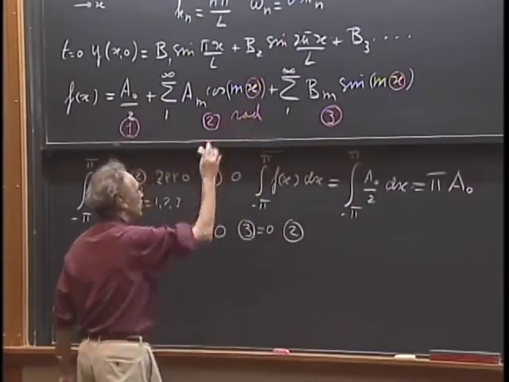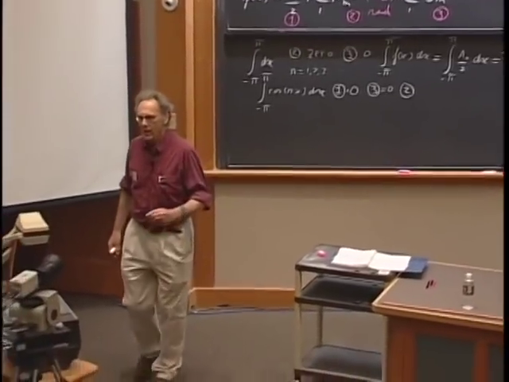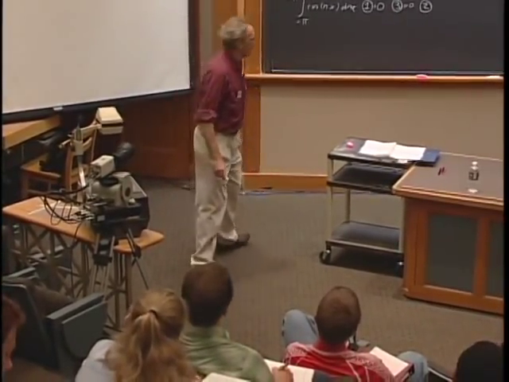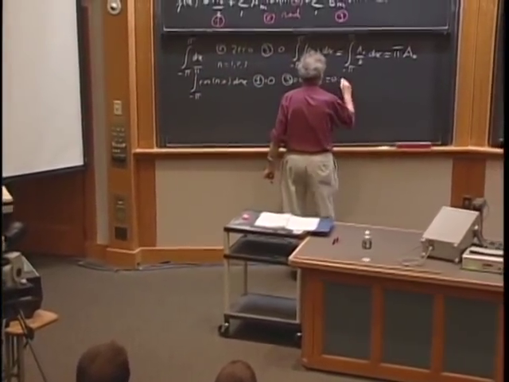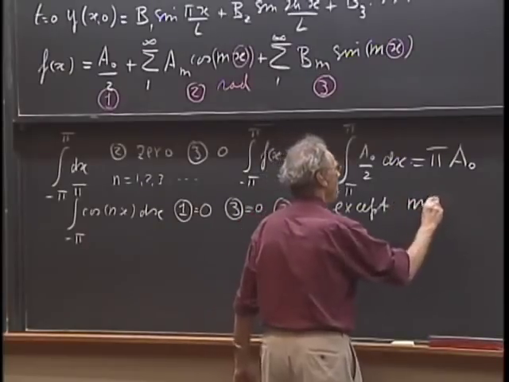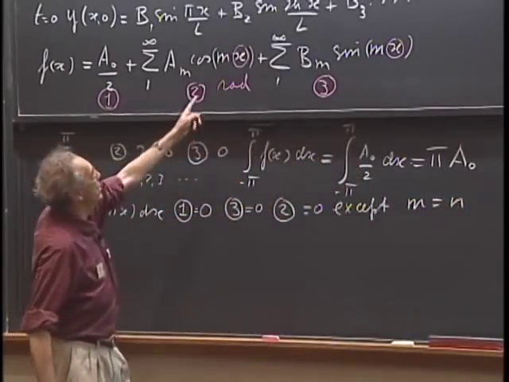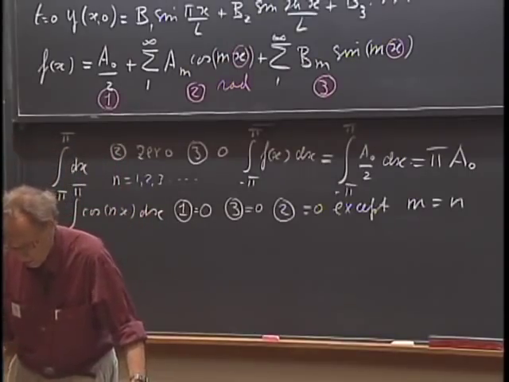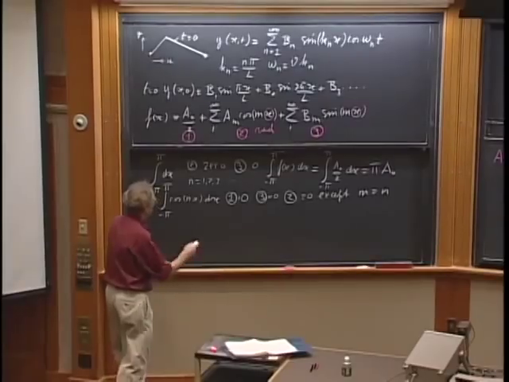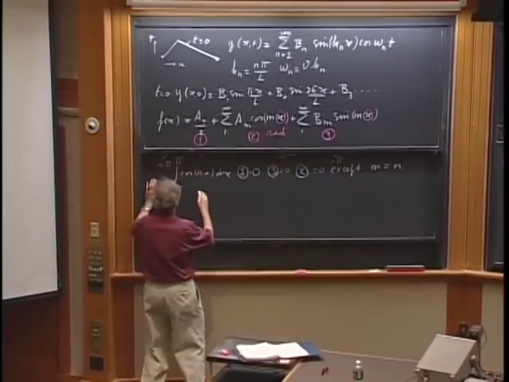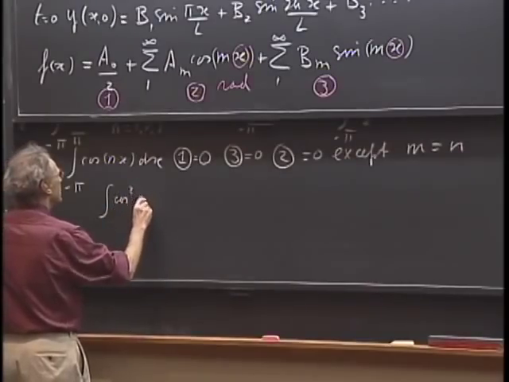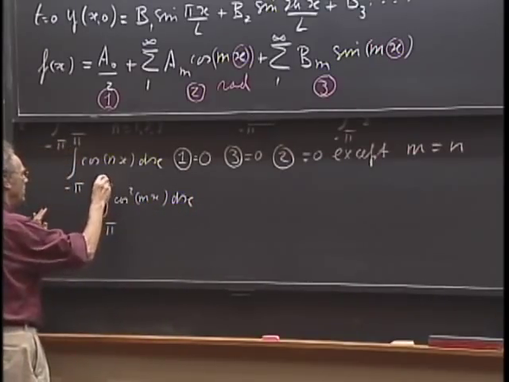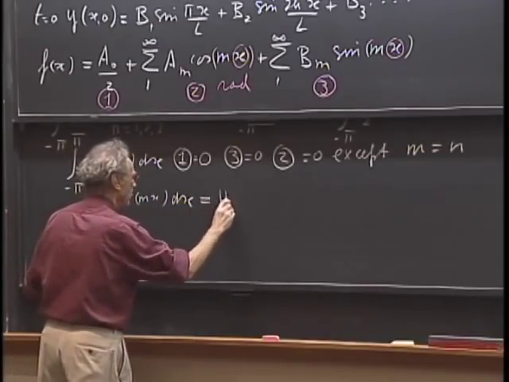If we now go to term number 2, it is also always 0, except when m is the same as n. So number 2 is also 0, except when m equals n. When m equals n, you get here a cosine squared. And when you integrate a cosine squared, you do not get 0. In other words, if m equals n, you're going to get the cosine squared of mx dx, because m is n, and I must integrate that between minus pi and pi, and that equals pi.